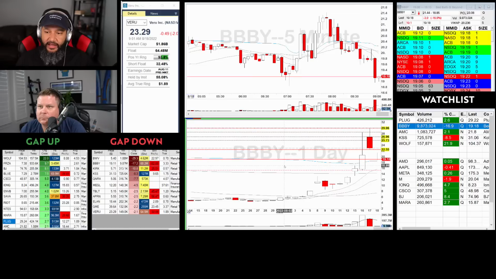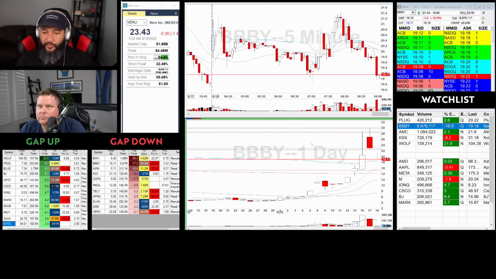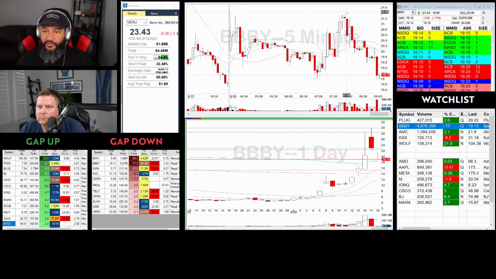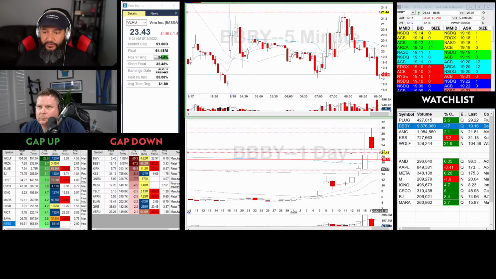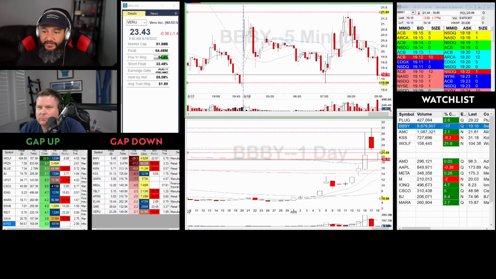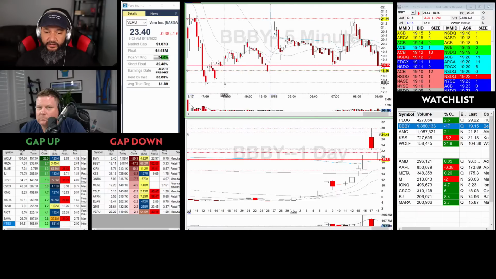Here's BBBY selling down a little bit at the moment. As far as levels, the high of the pre-market is showing at 21.45, so we'll throw a level there, and then we'll slam another level down at 18.85, which is the low of the pre-market. It looks like we're about to test that or break down from that in a couple of moments here.